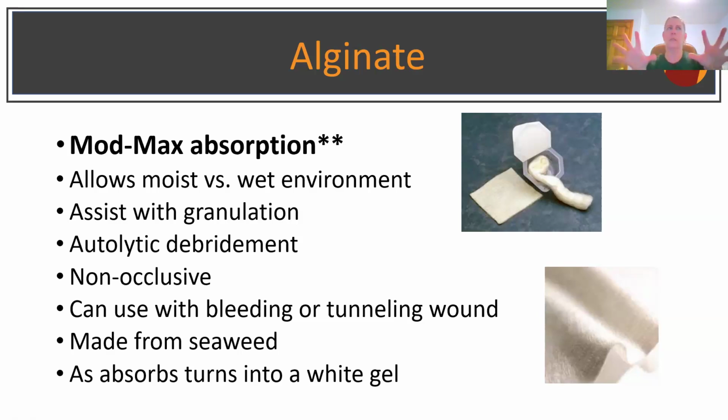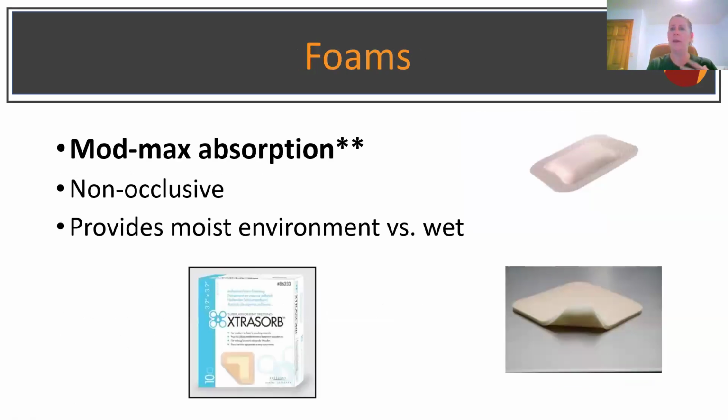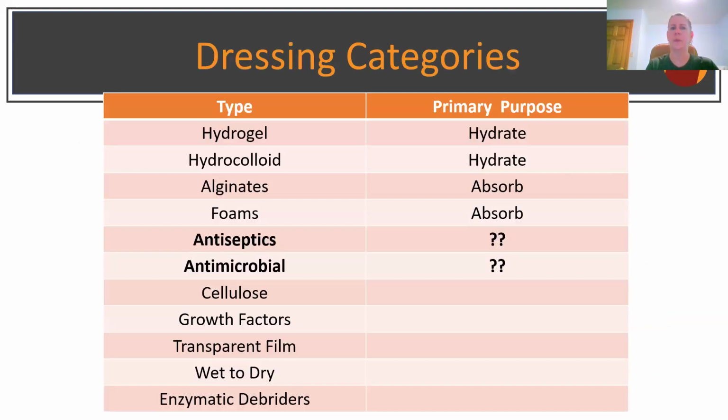So after we use it and it sops up all the drainage, it turns into this white gel that you pull out. That can be mistaken for infection. So the wound care team needs to be talking together to know what dressing we're using, so they understand when they do a dressing change what they're seeing. A foam, again, comes in all different sizes and shapes. You can cut them to fit the wound. Again, they're for absorption. All right, what are antiseptics and antimicrobials for?